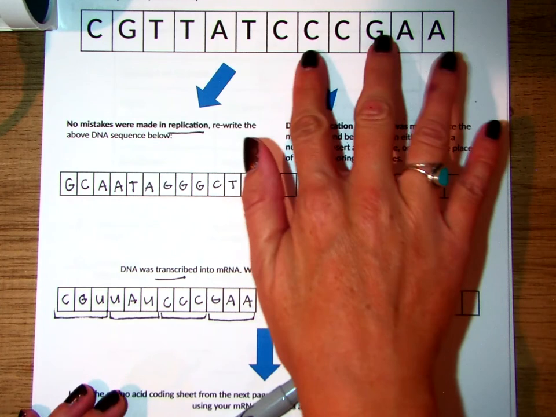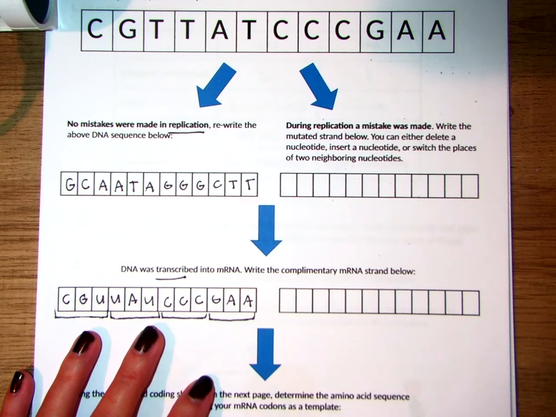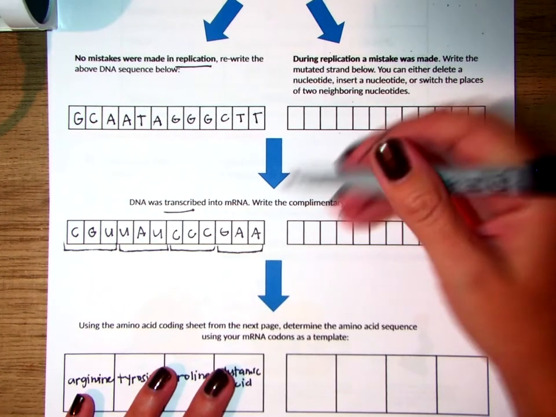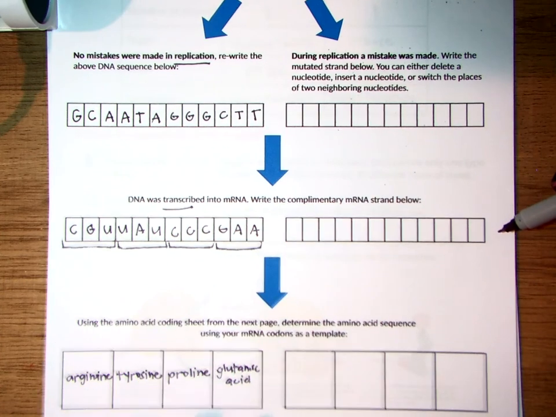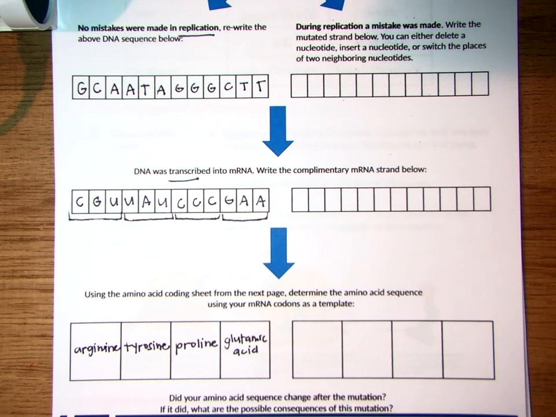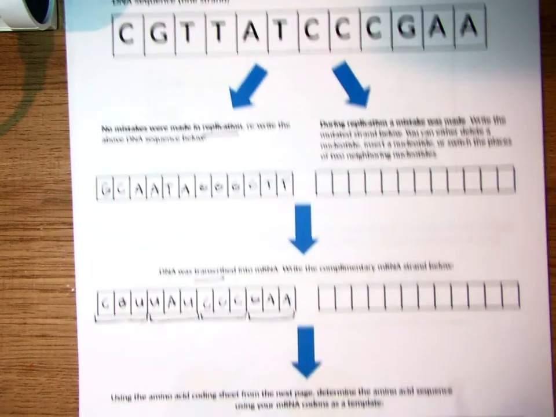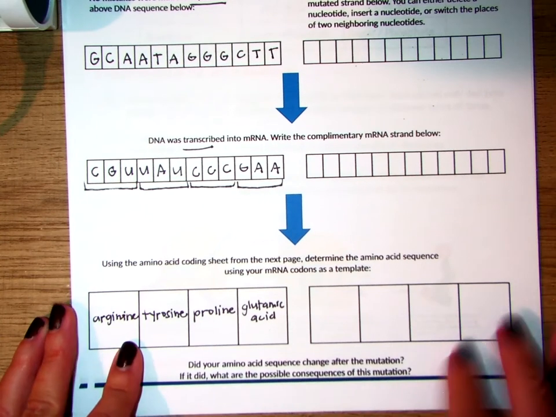sometimes you can even take a whole sequence and rotate it. So just make a mistake when you're copying, and then transcribe it into mRNA, and then translate it into the amino acid sequence. And then notice these questions. Did your amino acid sequence change after the mutation? Sometimes it won't. If it did, what are the possible consequences of this mutation? And this is just random, we're not even telling you what gene this is for or what protein it codes for. So just think of some of the possible things that could happen because of that mutation.